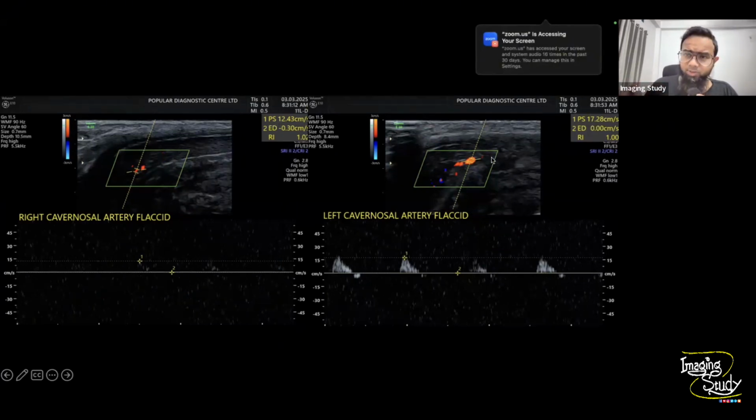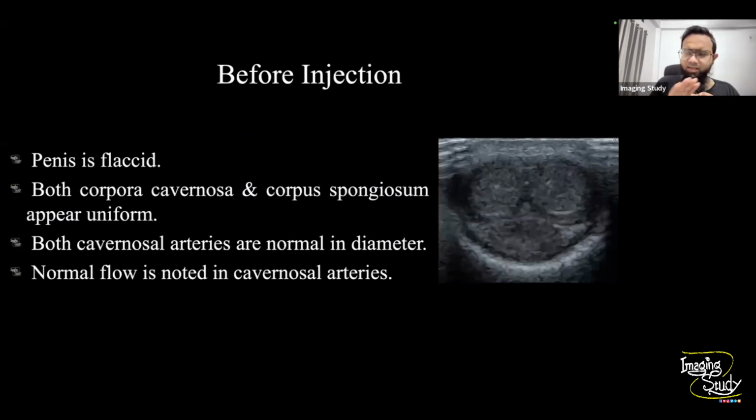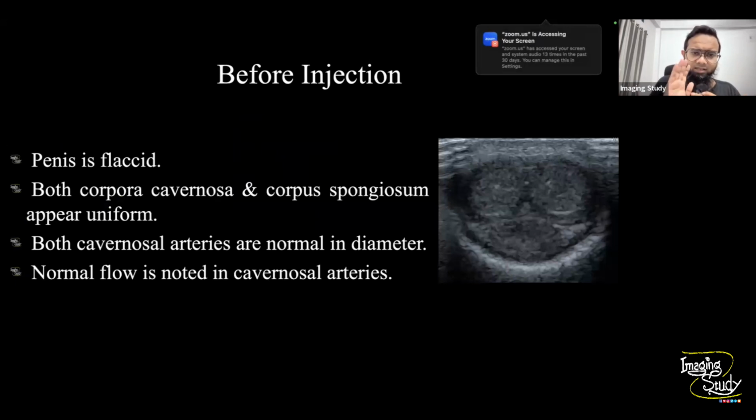In such cases, you may also use the power Doppler to get a good view. Anyway, we found that the velocity was quite good even in the flaccid state. It was 12 and 17 centimeter per second with no diastolic forward flow. Okay, so up to this level, it is a normal finding. So the penis is flaccid, both cavernosa and spongiosum look quite normal, and the artery looks quite good. There were no echogenic calcified or fibrous plaques within the tunica albuginea, so no feature of Peyronie's disease.